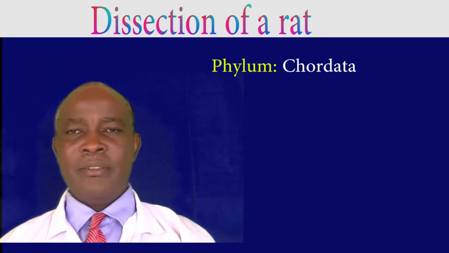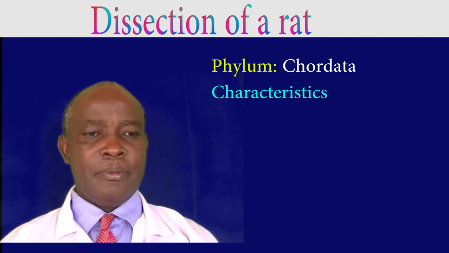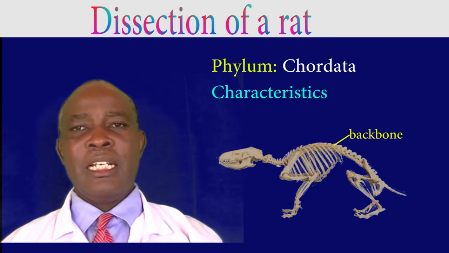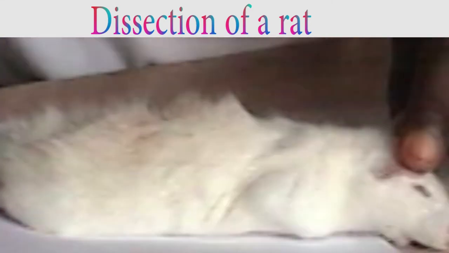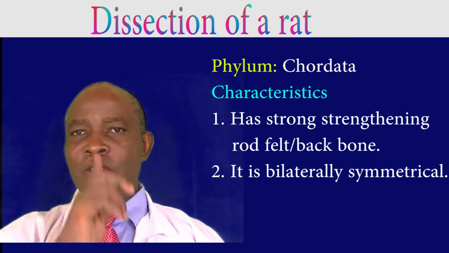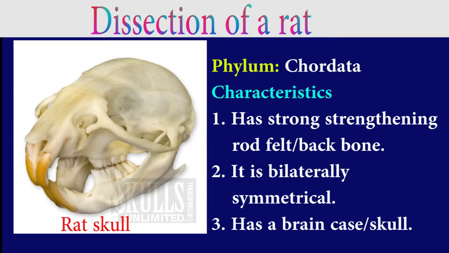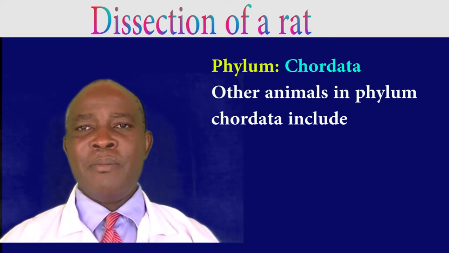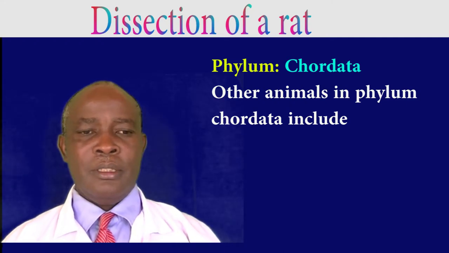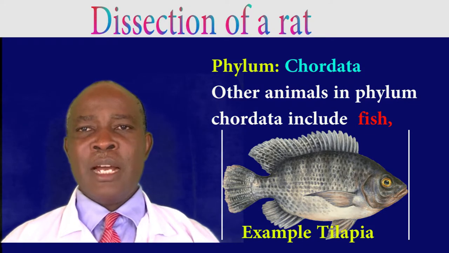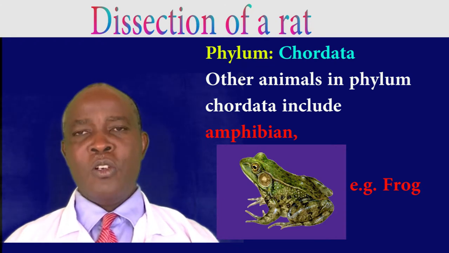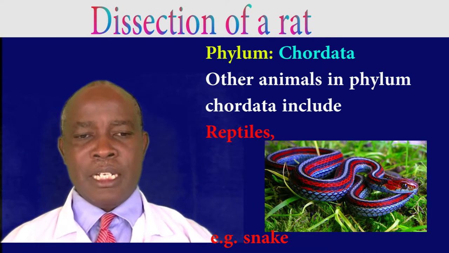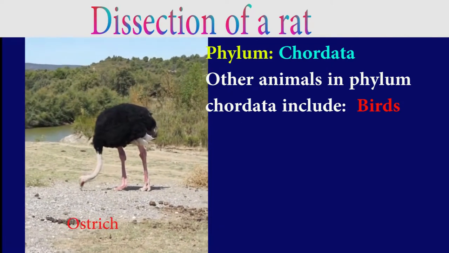Phylum Chordata. Characteristics. It has a backbone. Animals in Phylum Chordata have a backbone. It is bilaterally symmetrical. We can cut it into halves only once. It has a brain case. Animals in Phylum Chordata include fish, for example tilapia, amphibians, for example frog, reptiles, for example snake, and birds, for example ostrich.